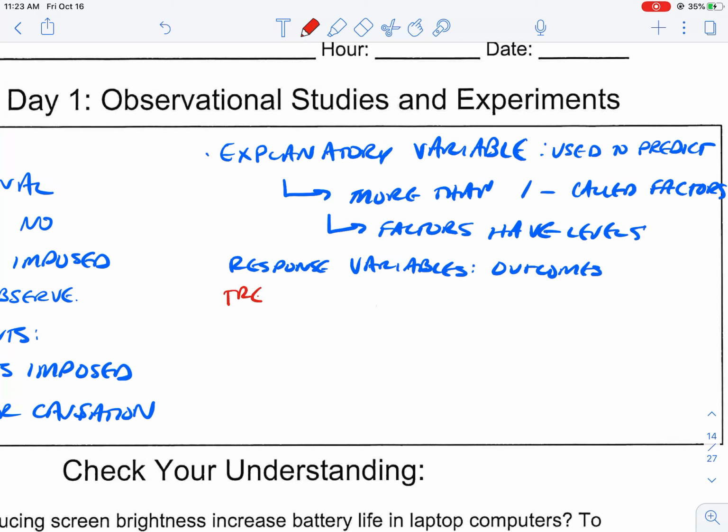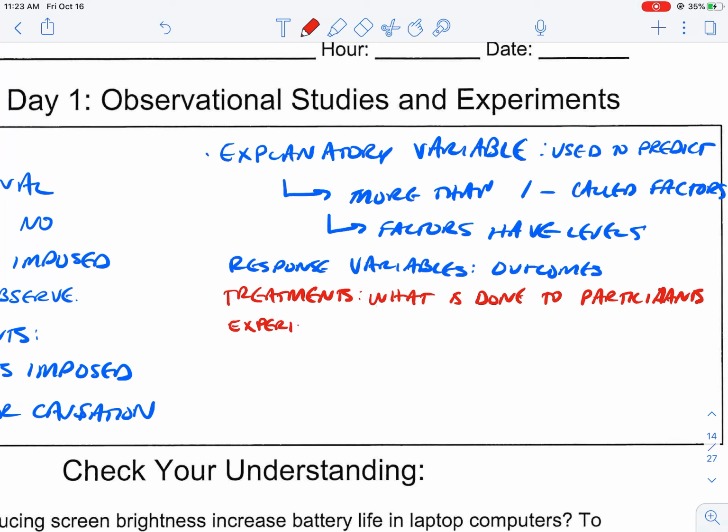Let's talk a little bit more about treatments. So treatments, that's what is done to the participants. Like I said, did they have the Coca-Cola with caffeine or the Coca-Cola without caffeine? Did they do the sit-ups or the push-ups? Did they watch the instructional video or not? So the treatments are what's done to the participants.